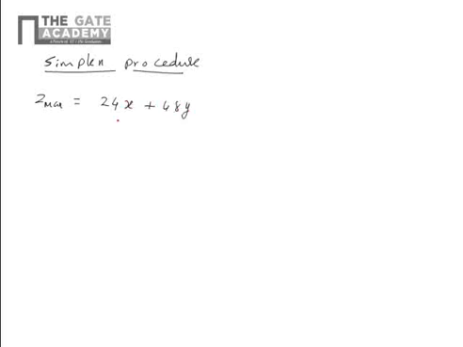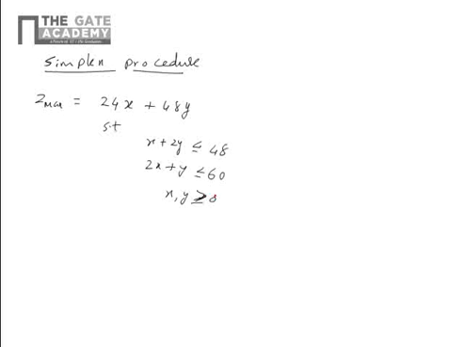Simplex procedure. Z max equal to 24x plus 48y, subject to x plus 2y is less than or equal to 48, 2x plus y less than or equal to 60, x, y greater than or equal to 0.